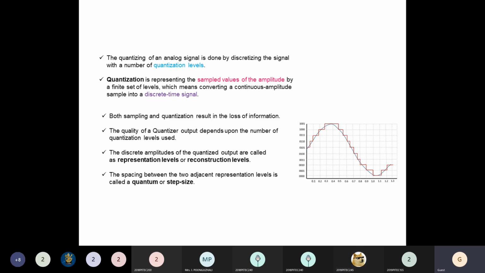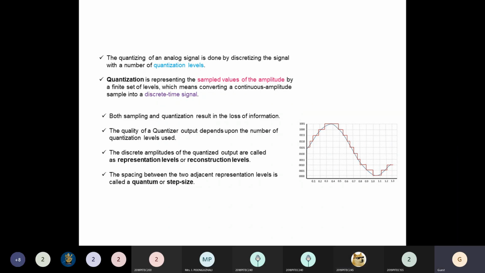The quality of the quantizer output depends upon the number of quantization levels used. So what is meant by quantization levels? The quantizing of an analog signal is done by discretizing the signal with a number of quantization levels. That is said to be the quantization level. The quality of the quantizer depends on the quantization levels.